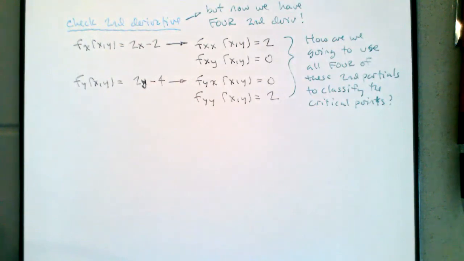Any questions? So this has brought up the second order partial derivative question. If we have a function of 2 variables, we'll have 2 first partial derivatives and then 4 second partial derivatives.